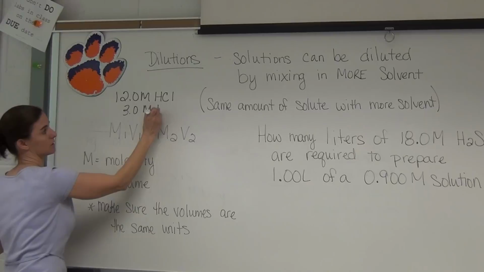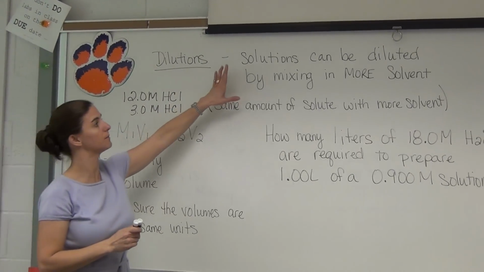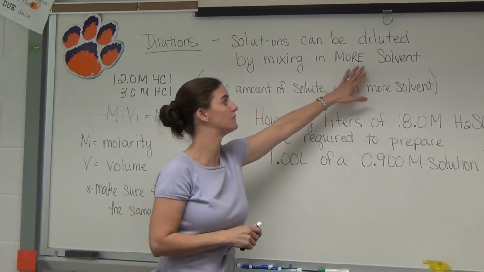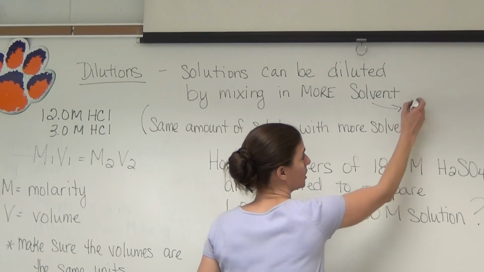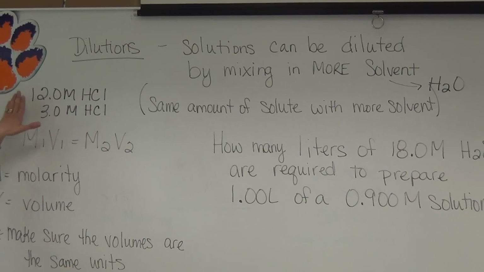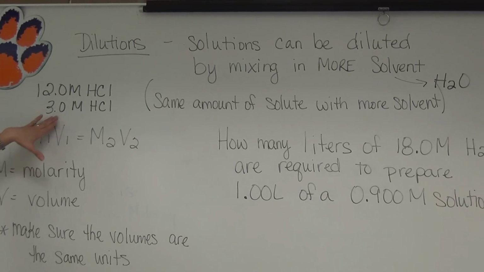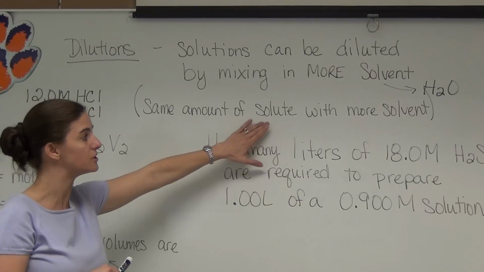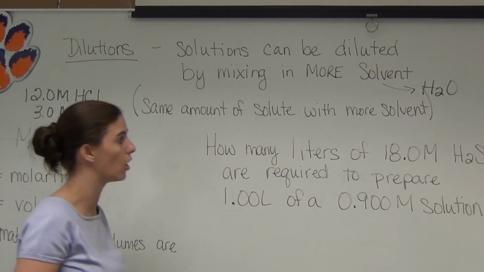3.0 molar HCl. So, when we look at dilutions, we're talking about solutions that can be diluted by mixing in more of the solvent. And when we talk about the solvent, in most cases, again, we're talking about water. For example, if I want to dilute this 12 molar HCl into 3 molar HCl, I have the same amount of solute, the HCl, I'm just going to add more of the solvent, in this case, water.